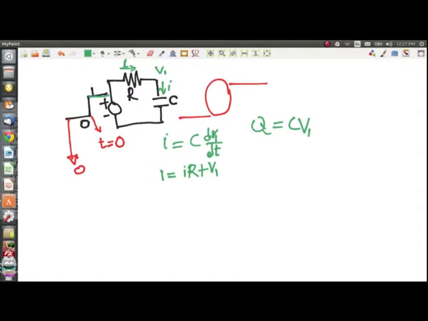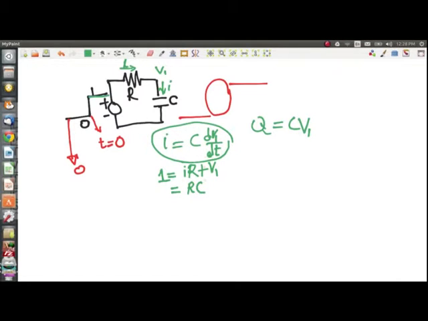Okay, this is not I, this is 1. This is the voltage. So this dimension is voltage, this dimension is voltage, this dimension is voltage. We must be doing okay. So I, we know, is this. So I get C into R. Usually we write this as RC.